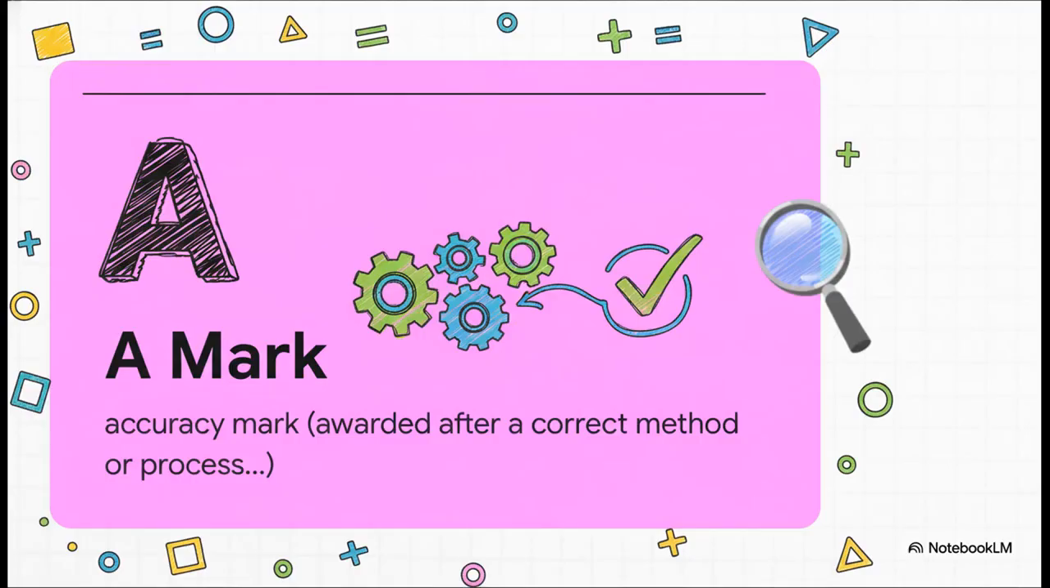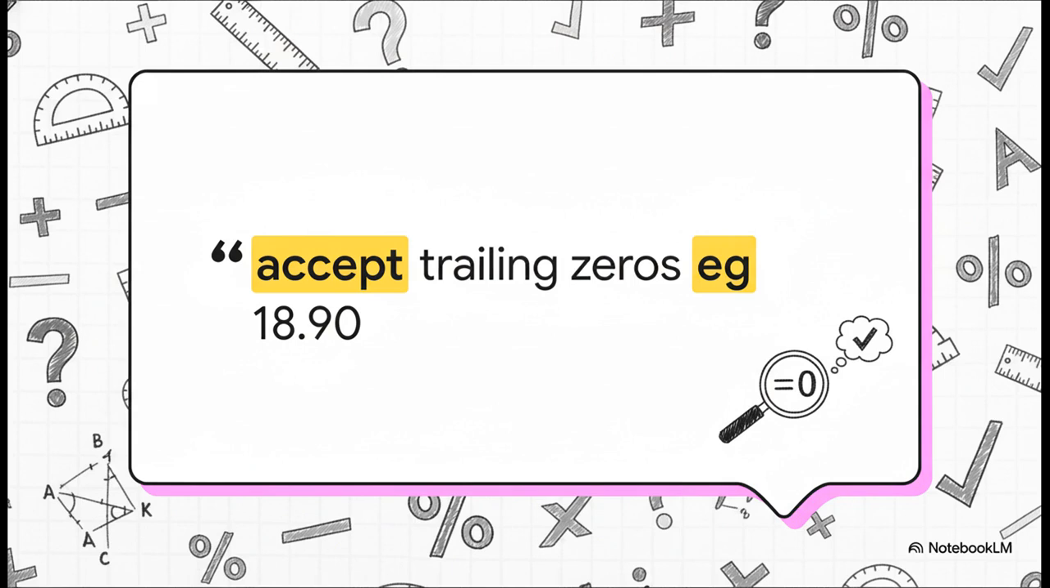So that A mark is an accuracy mark. The source tells us it's awarded after a correct method or process has been seen. So you can't just guess the number and get the mark. You absolutely have to earn it by showing correct working first. And here's another little tip, right from the source. The mark scheme explicitly says that they will accept trailing zeros. So if you wrote your answer as 18.90, that would also get you the full marks.